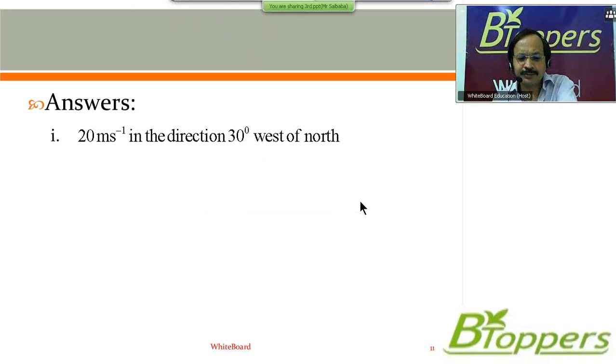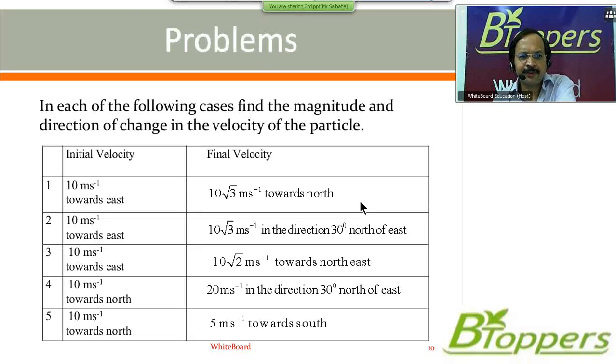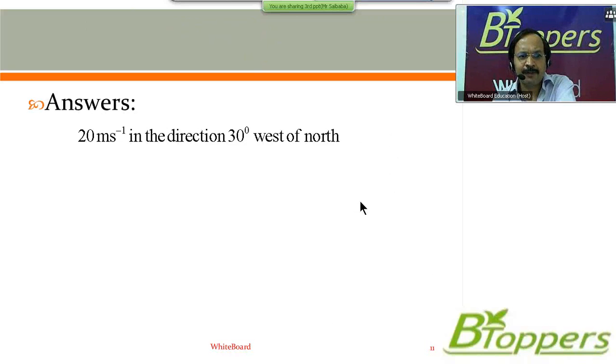See the answers here. Again, I will show you the first problem once. Initial velocity 10 meters per second towards east, final velocity 10 root 3 meters per second towards north. The answer for this question is 20 meters per second, and the direction 30 degrees west of north. You can first copy down the answer also.